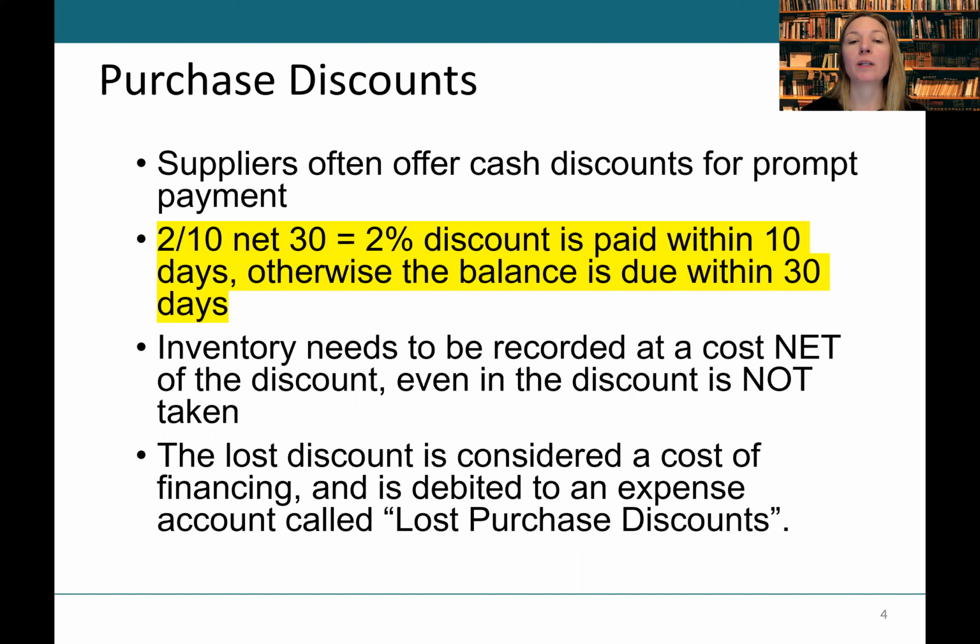Inventory needs to be recorded at cost net of the discount, even if the discount is not taken. So ideally, the lost discount is considered a cost of financing and is debited to an expense account called lost purchase discounts. And there can be the gross method or the net method of accounting for purchase discounts. So that's the gross method, where you're showing the purchase discount separately on your income statement, or it can just always be recorded net.